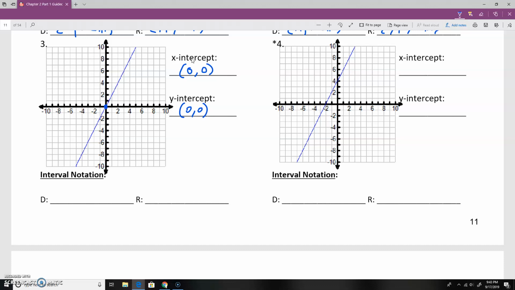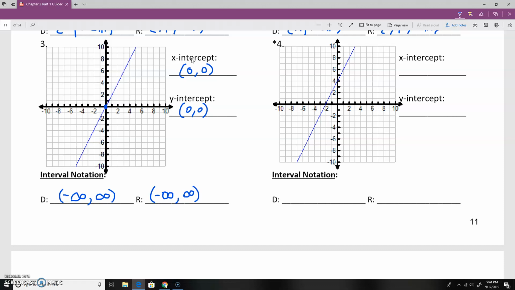Notice now we have interval notation. How do we say all real numbers in interval notation? We say parentheses, negative infinity to positive infinity. All real numbers for the range would be negative infinity to positive infinity.